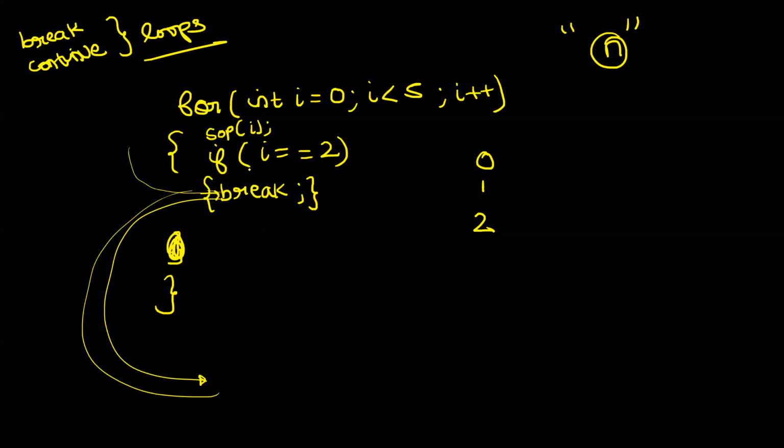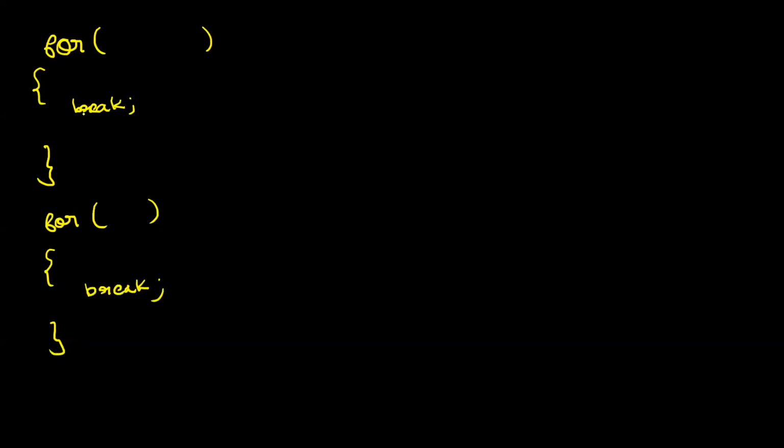Okay. What is the meaning of the nearest loop? Think of it like this. For now, let's say you have a loop, and there is a break here. Let's say you have another loop, and you have another break here. So this break is associated with this loop, and this break is associated with this loop.